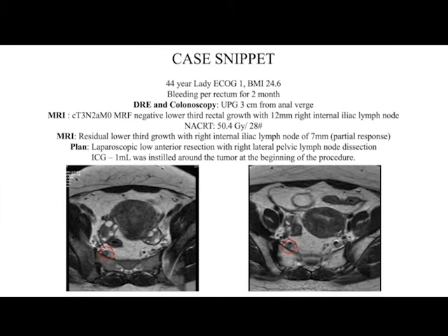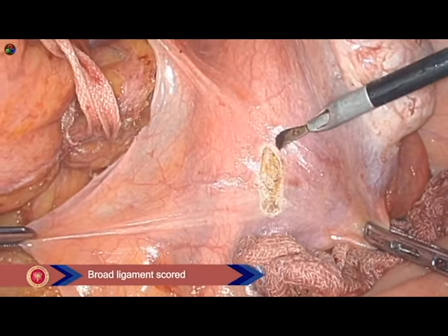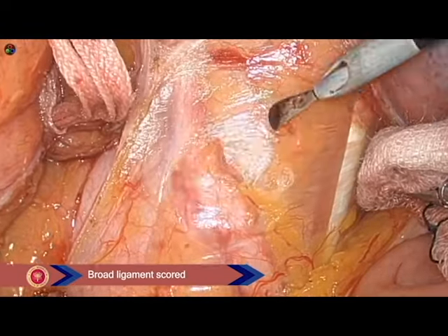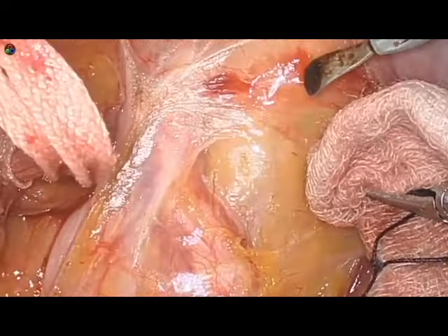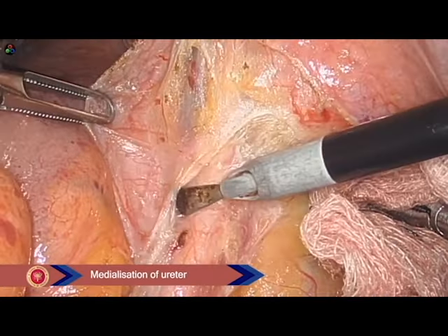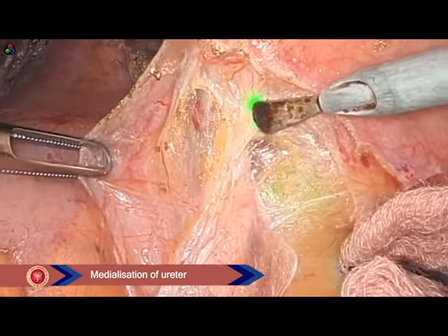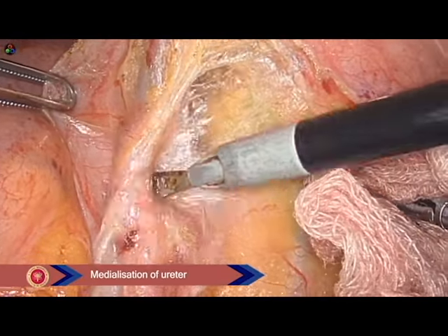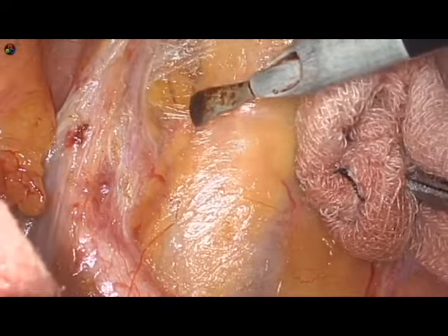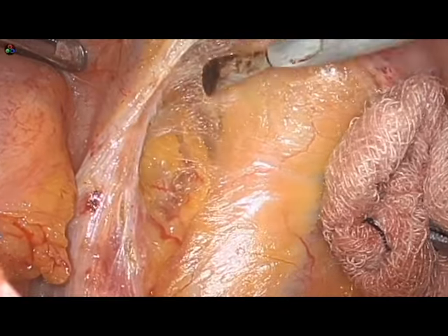ICG was instilled around the tumor at the beginning of the procedure. Having completed the rectal mobilization, the template for pelvic lymph node dissection was approached. With the assistant giving continuous traction, the round ligament was scored. The dissection starts at the external iliac vessels. The dissection is carried forward medializing the ureter. Ureter is dissected cranially till it crosses over the external iliac artery, which forms the superior limit of the dissection. Anteriorly, it is dissected till it crosses under the uterine artery.